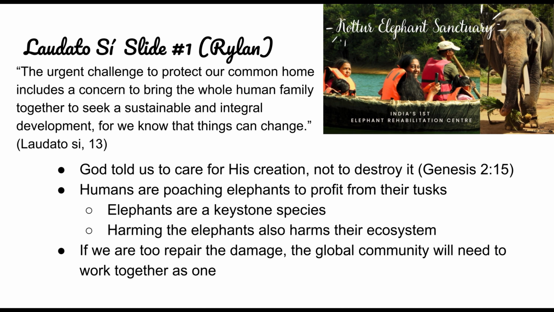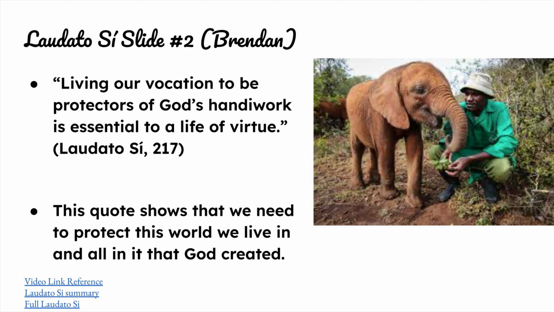According to Genesis 2:15, God told us to care for his creation, not destroy it, but humans are destroying his creation anyway. Poaching elephants is horrible because they're a keystone species, so harming the elephants also harms the ecosystem they live in. This quote is very meaningful to me because if we are to repair the damage, the global community will need to work together as one, and I feel that this quote embodies that very well.